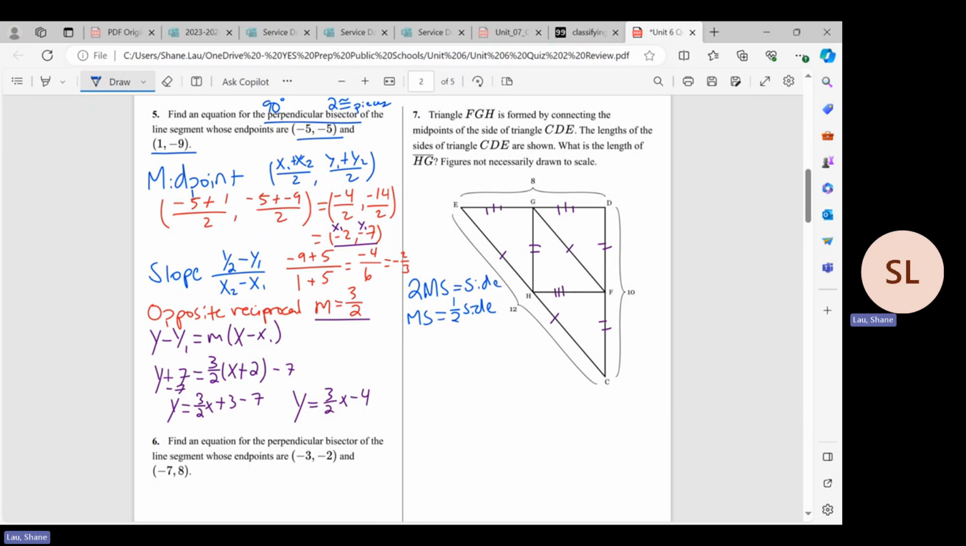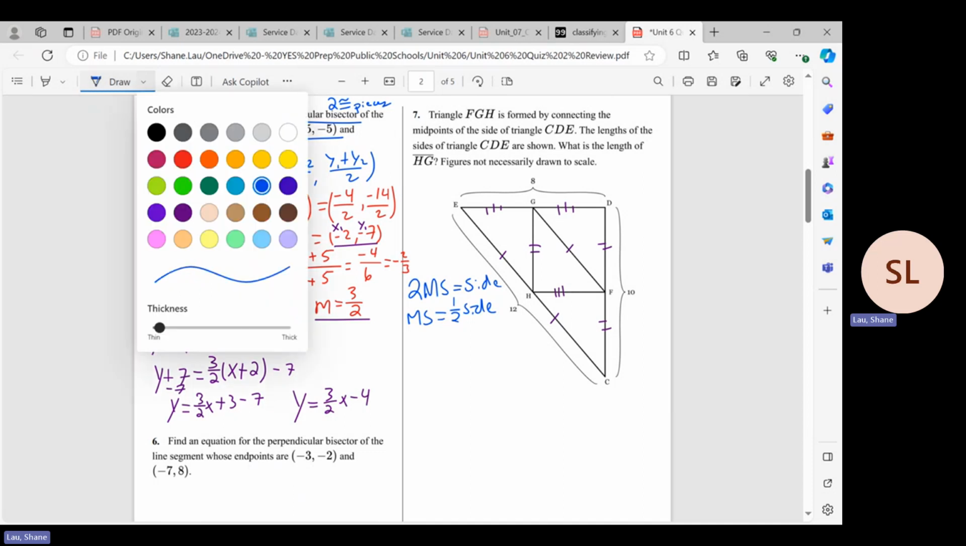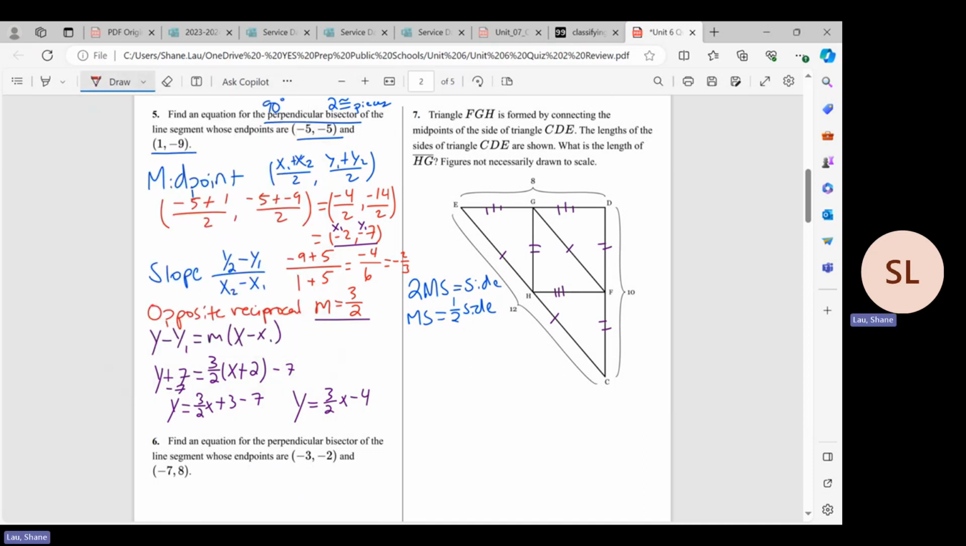And so if we're looking for HG, we know HG is parallel with DC. DC is 10. So we'll go ahead and plug it in. First off, we'll plug it in with words. So MS, our mid-segment, is HG. It was 1/2 of our side, which we said was DC. Replace our values. We're looking for HG, so it's 1/2, DC is 10. HG is going to equal 5.